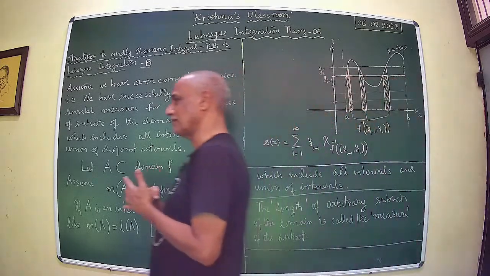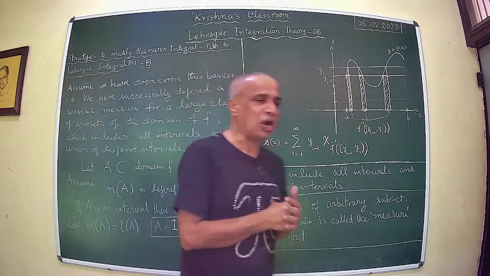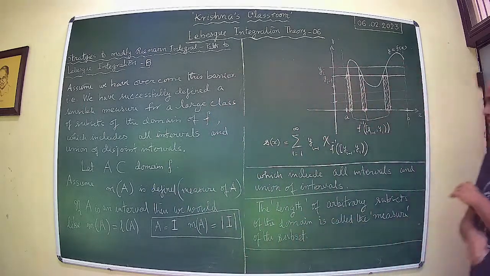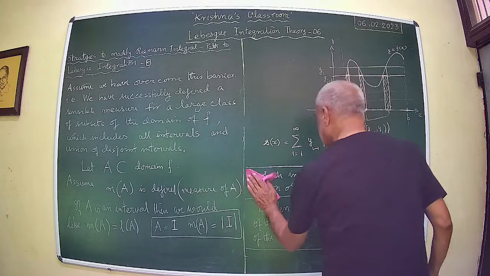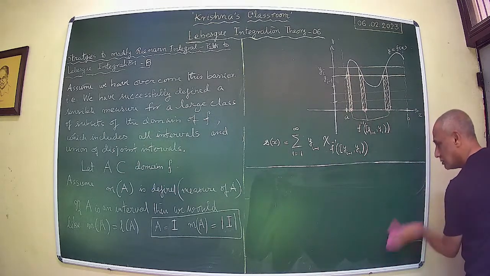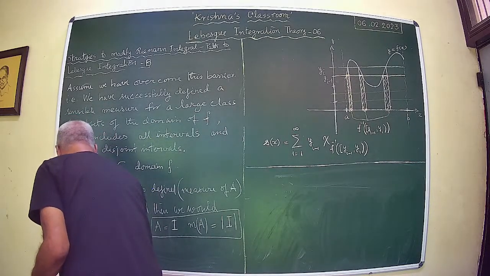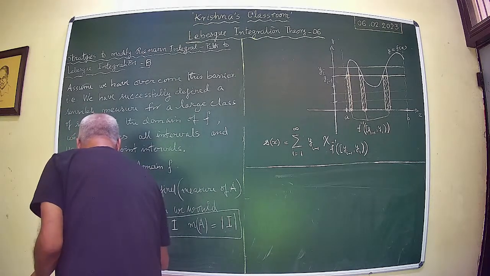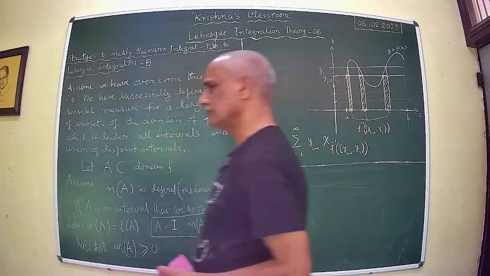What is the measure? The measure is going to be a non-negative number that we associate with the subsets of the domain of F. So the measure M of A is going to be a number greater than or equal to 0.